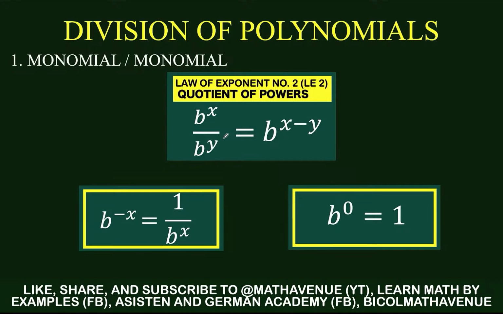One is when the exponent in the numerator is greater than the exponent in the denominator. The other is when the exponent in the denominator is greater than the numerator. That is when we have this negative exponent. And the third case is when the exponent in the numerator and the denominator are equal. In that case, we have this zero exponent.